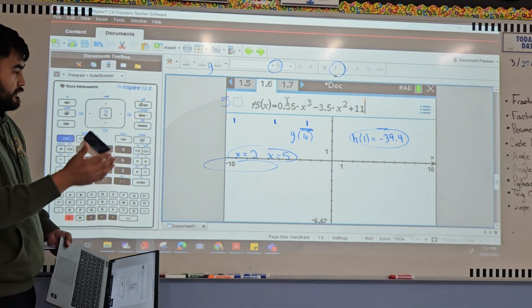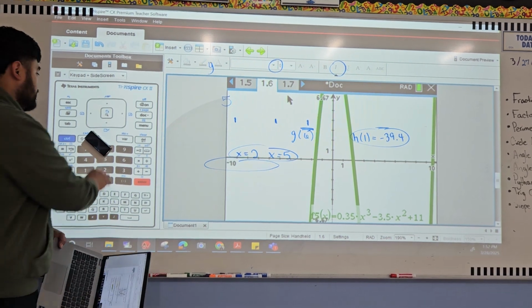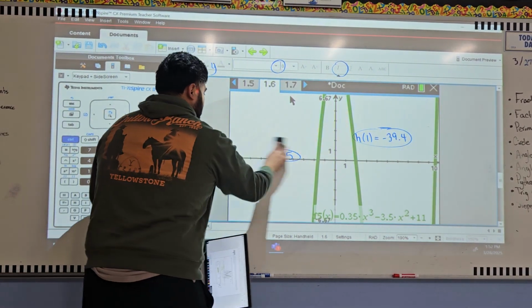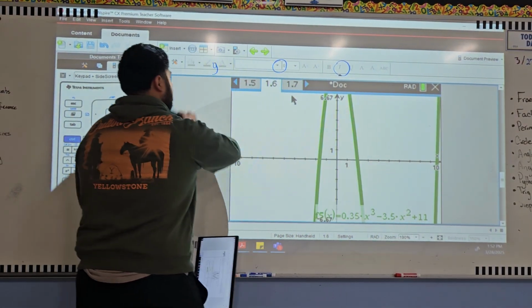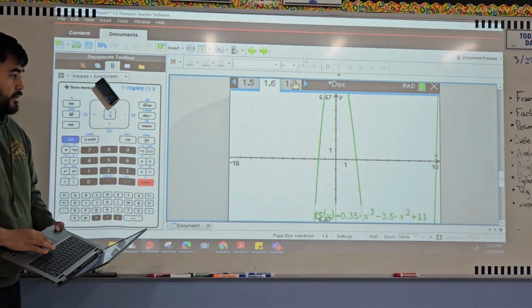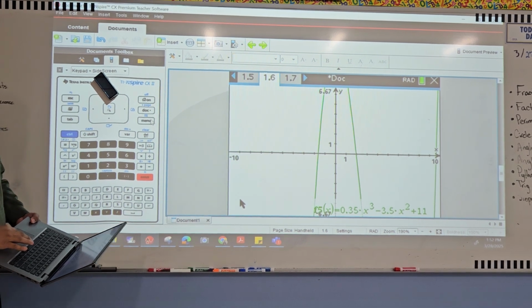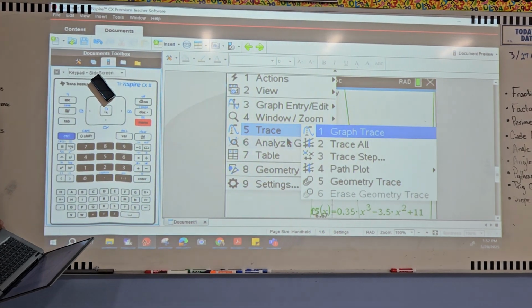You guys have to write this down completely. Press enter. You're going to start out with something like this. Let me erase this real quick so you guys can visualize it. So here, this is the equation that we're graphing. What I can do is go to menu, so I can analyze this a little bit better.